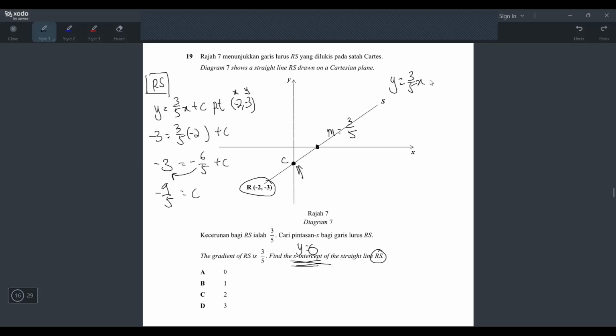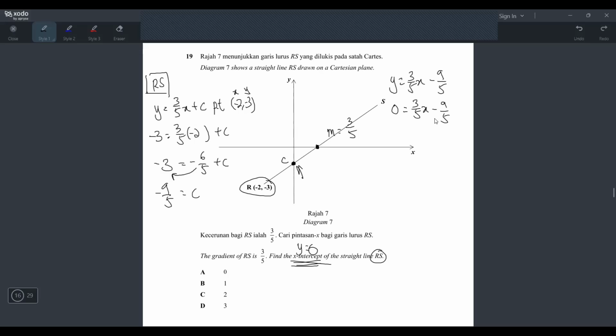My c is -9/5, so like this. But what they ask for is the x-intercept, right? So remember, for the x-intercept you will always do this: y equals 0. So what you do is put in y = 0, so 0 = 3/5x - 9/5, and then you find x. After you find x, that's the answer, right?